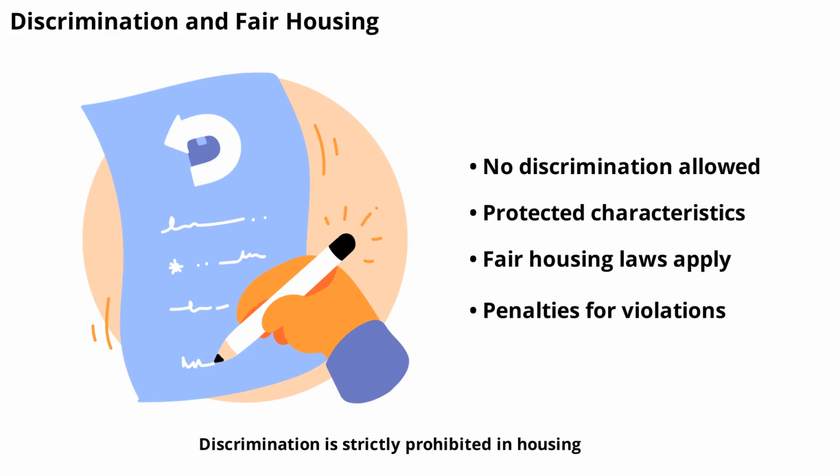Discrimination is strictly prohibited in housing. Landlords cannot evict tenants based on race, religion, gender, disability, or other protected characteristics. Fair housing laws at both the federal and state level provide strong protections for tenants. If a tenant believes they are being evicted for discriminatory reasons, they can raise this as a defense in an unlawful detainer case. Courts will look for evidence of discrimination and may impose penalties on landlords who violate these laws.